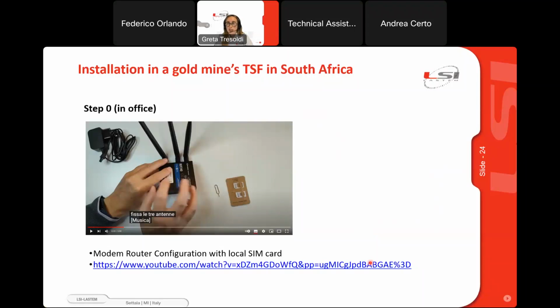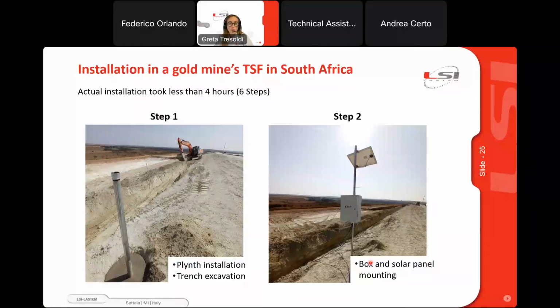Since it's the first case study, I want to focus a little bit more on the steps for the installation, which is really standard and easy. Step 0, in the office, is the configuration of the modem router with the local SIM card. Step 1 is the excavation of the trench and the plinth installation. In this case, you see a big machinery, and the trench itself is quite big, but you will see that the cables and electrodes are really small, so the trench could have been more shallow, for example, and also less wide. Step 2 is related to the box and solar panel mounting.